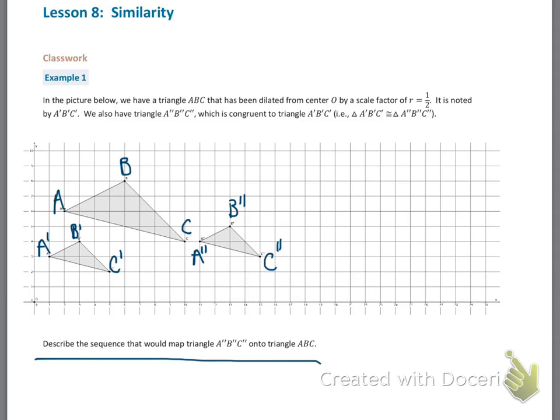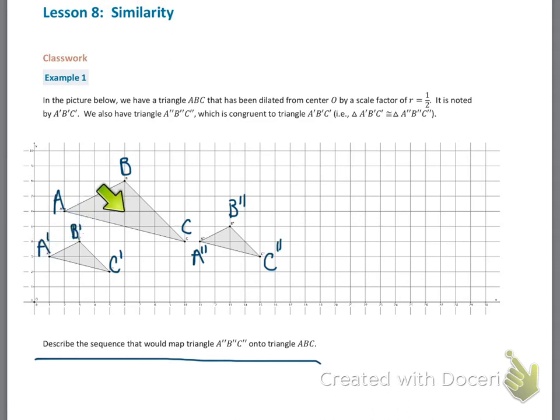Find example 1 in your notes. You have this diagram. I have written the vertices of these triangles larger so that we can see them, and so you could label your paper the same way. It just makes it easier to talk about. So let's read it. In the picture below, we have triangle ABC that has been dilated from center O by a scale factor of r equal to 1/2. Here's ABC. It's been dilated, and it became the triangle A prime, B prime, C prime.